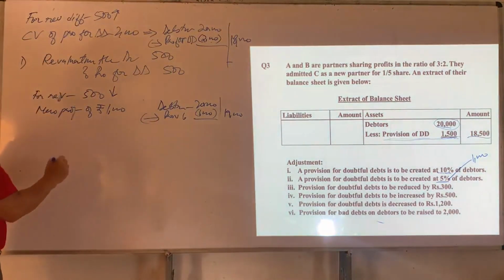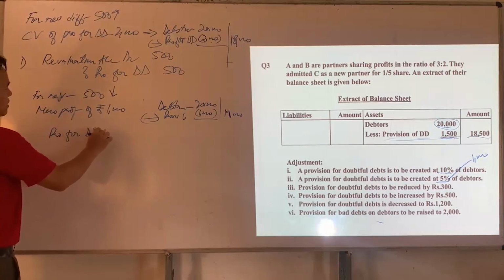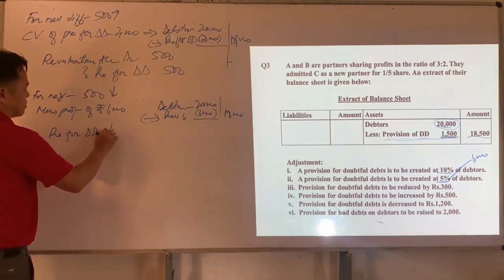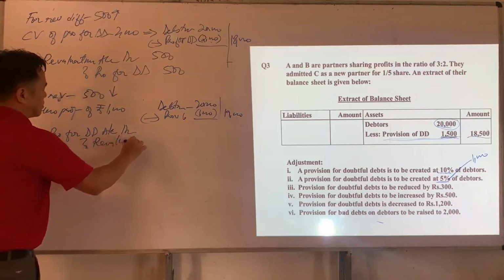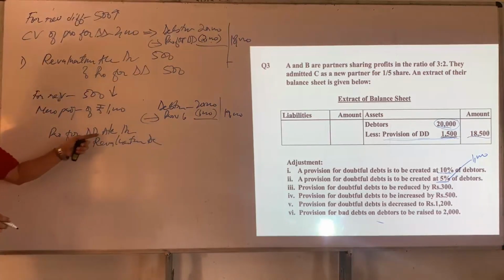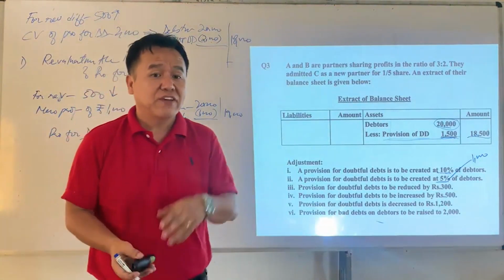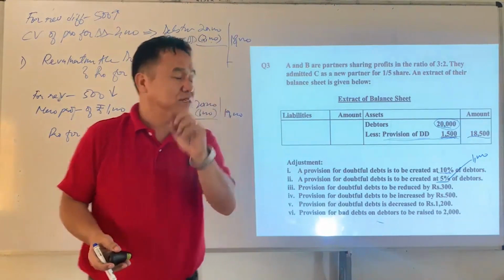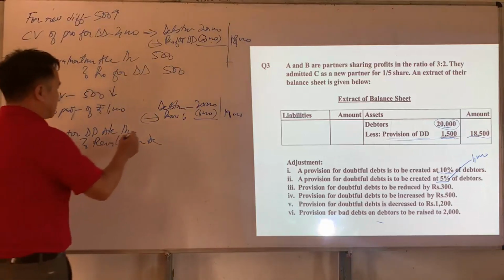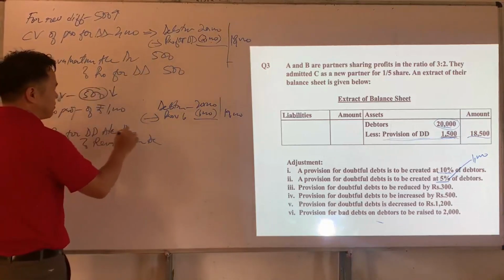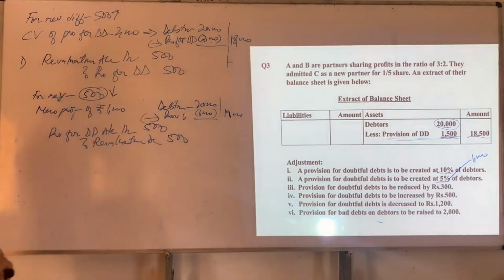So here the journal entry is provision for doubtful debt account Dr. to revaluation account. Okay, why the provision for doubtful debt account is debited here? Since provision for doubtful debt being a liability to the firm, if liability decreases, it should be debited. That is why provision for doubtful debt account is debited here. So what is the amount? Difference amount. For revaluation, we have to write difference amount. So here, we have to write rupees 500.